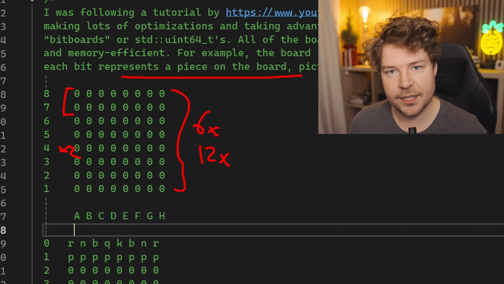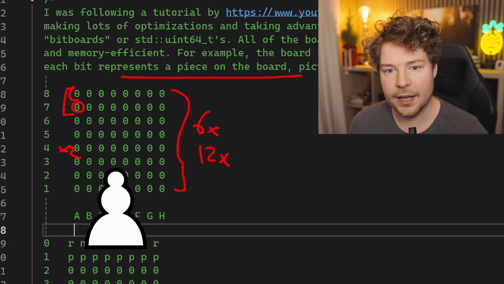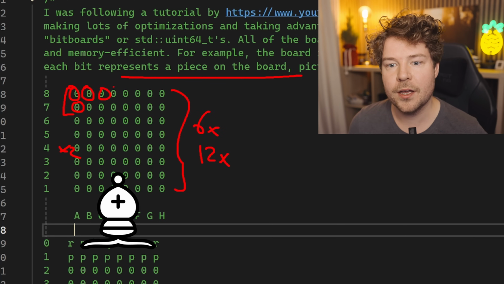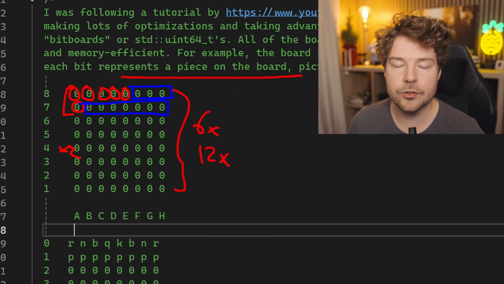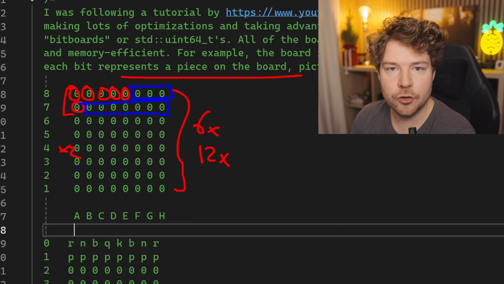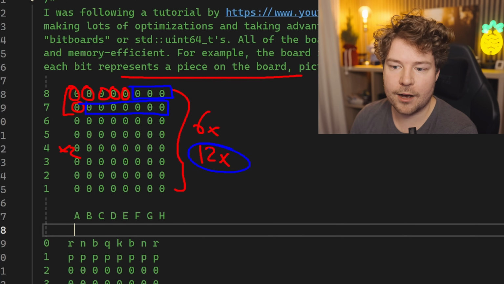However, if we disregard duplicates and we just have a look at how many unique pieces there are per side, then we have 6 unique pieces per side. We have a pawn, we have a rook, we have a knight, we have a bishop, we have a queen, we have a king. And then of course the rest of the pieces here, which I've marked in blue, are just duplicates. Multiply that by 2 because we have white and black and we get our 12 number.